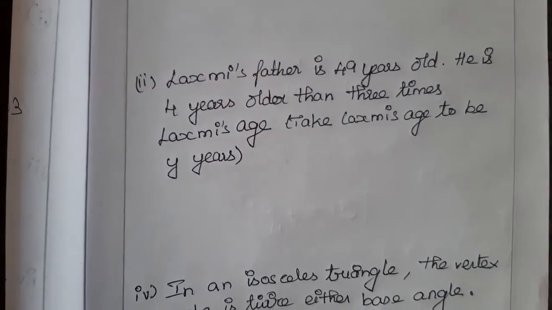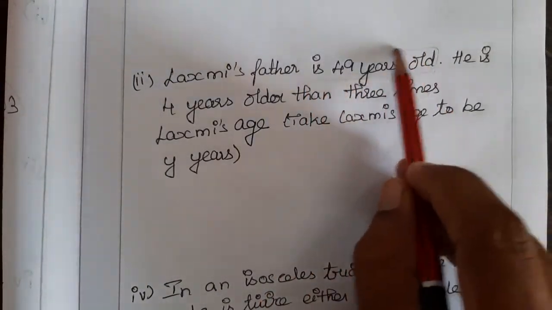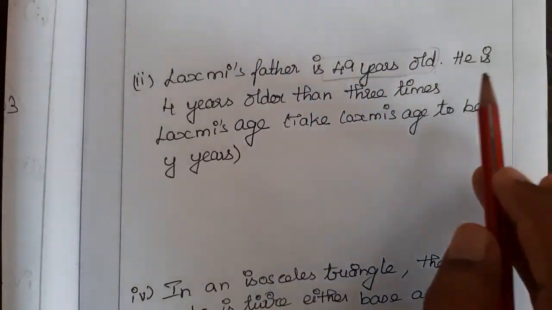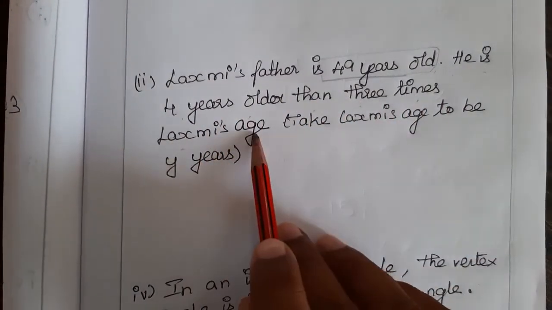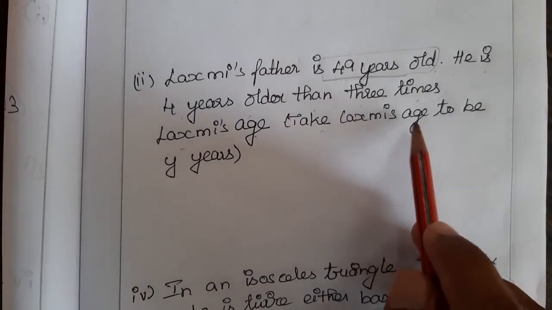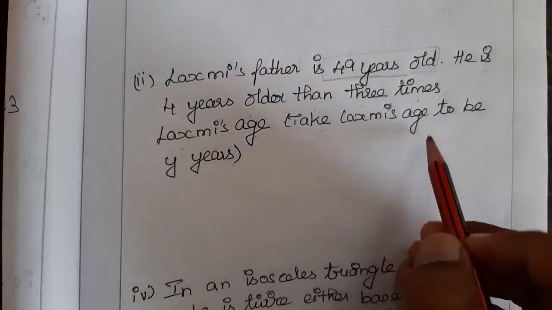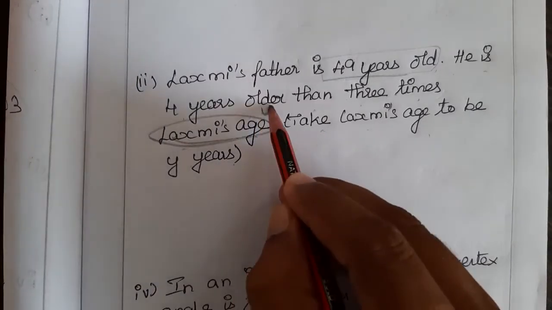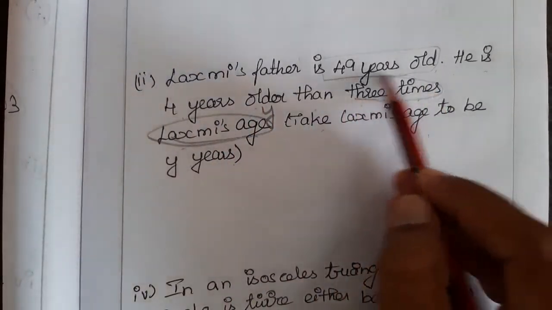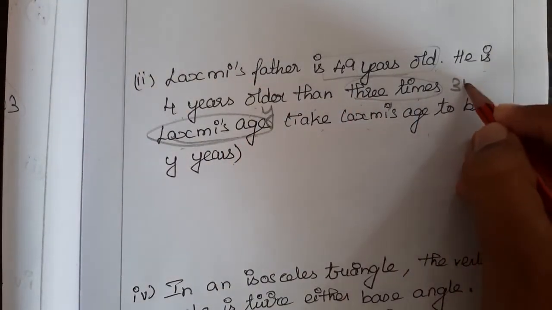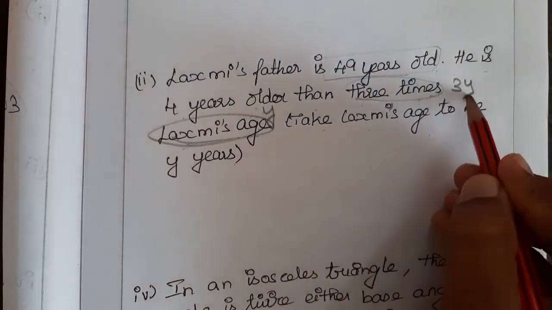Next, Lakshmi's father is 49 years old. So now it's directly given his father is 49 years old. He is 7 years older than 3 times Lakshmi's age. Take Lakshmi's age to be Y years. So we consider it as Y. 3 times Lakshmi's age is 3Y, right? It's given Lakshmi's age is Y. 3 times Lakshmi's age is 3Y.